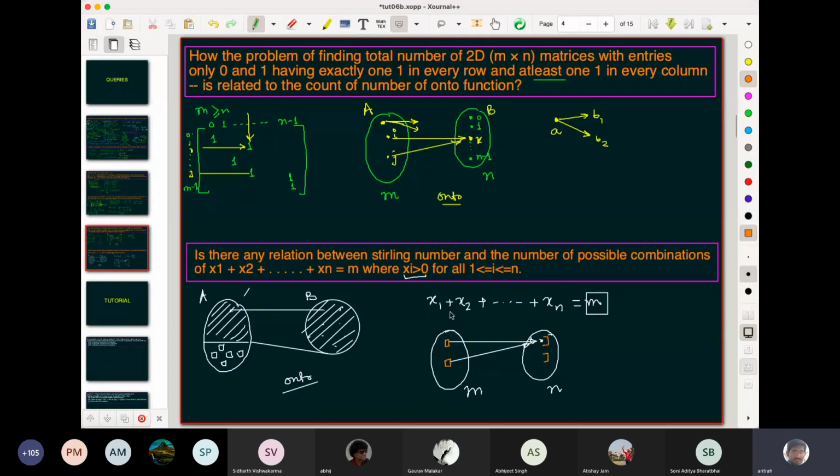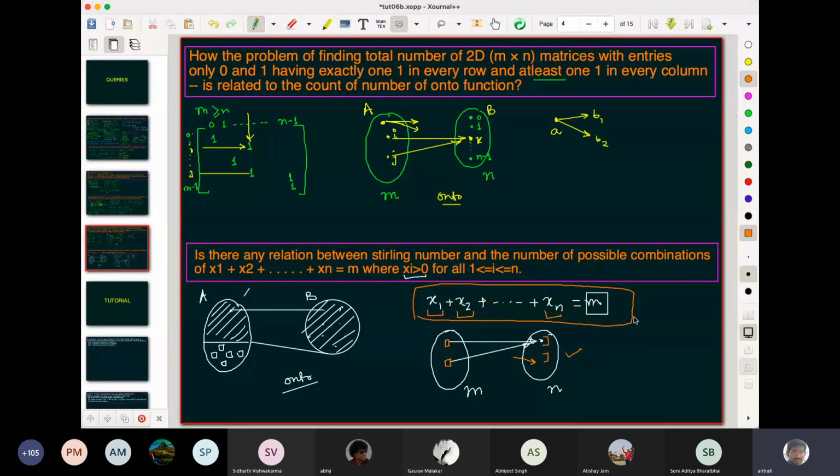Now his query is that I have n baskets, that is perfect. I have m balls, and he makes sure that at least one ball goes into every basket. So since he makes sure that at least one ball goes into every basket, no basket will be empty. So there should be an incoming edge to every element here. Now he says that the number of onto functions from this set to this set is equal to the number of counts that may happen to solve this equation.